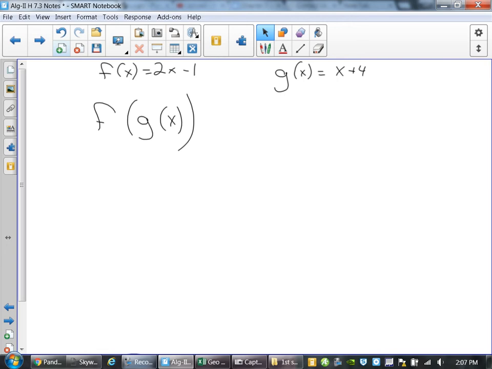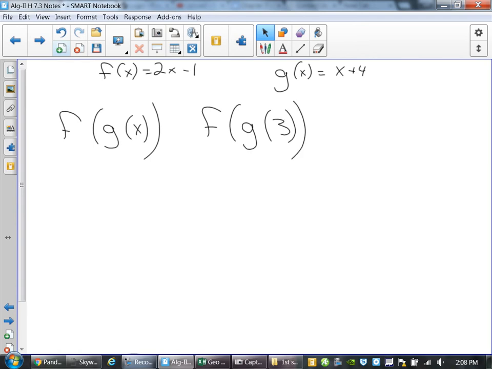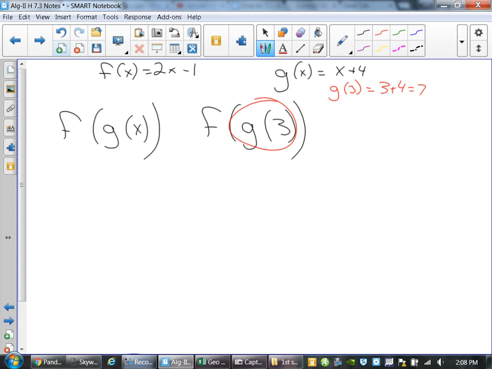So if I ask what is f of g of 3, I can change it up a little bit. Order of operations tells me to go to the innermost parentheses first. Well, that means find g of 3. G of 3 is 7. So this simplifies to be 7. And then I go to the f equation with the 7.